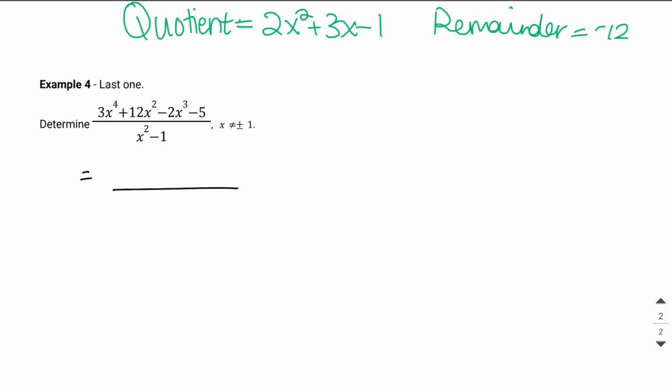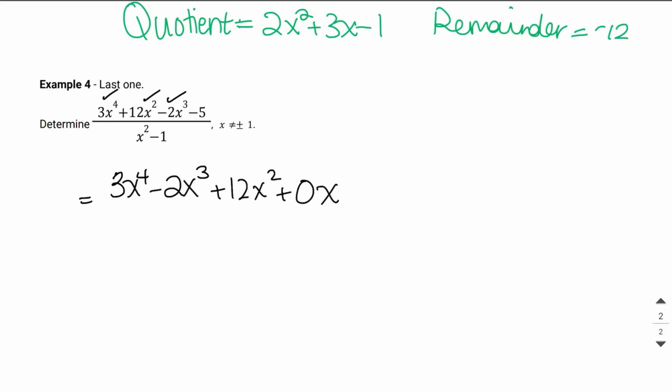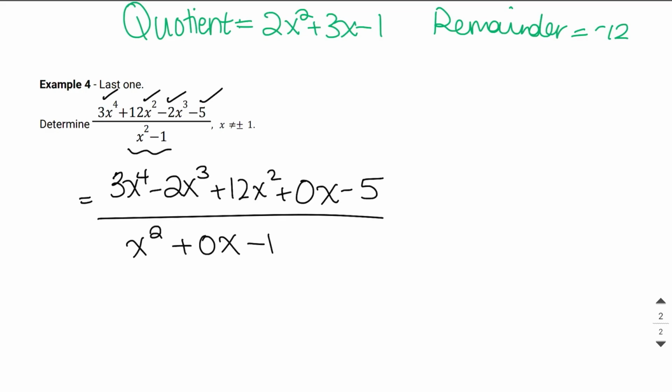So highest exponent is 3x to the power of 4. Then I've got minus 2x to the power of 3. Then I've got a positive 12x squared. But then I have nothing. I have no x's after that. And then I have a minus 5. And that's getting divided by, right here, this x squared. And then there's no x's, so I'm going to say plus 0x minus 1.